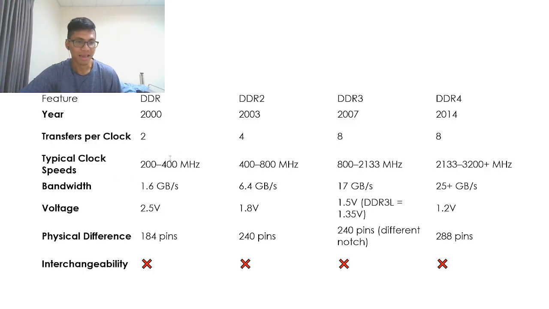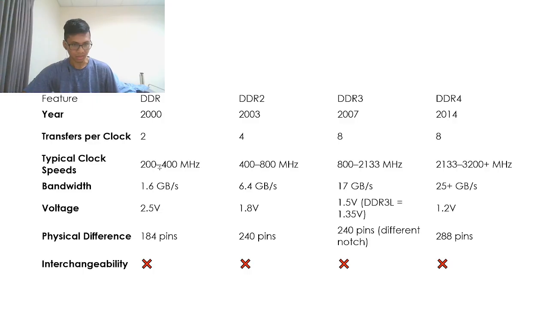Like I said, DDR1 has 2 transfers per clock, DDR2 has 4 transfers per clock, DDR3 has 8 transfers per clock, and DDR4 has 8 transfers per clock. Now, we can directly see that between DDR1, DDR2, and DDR3 there is an incremental upgrade for the transfers per clock. But from DDR3 to DDR4, they have basically the same transfers per clock.